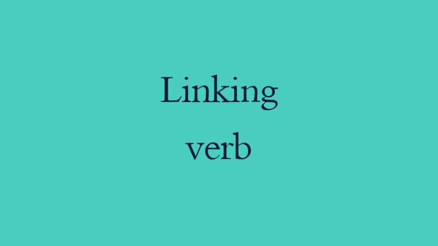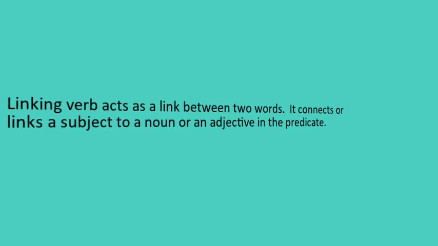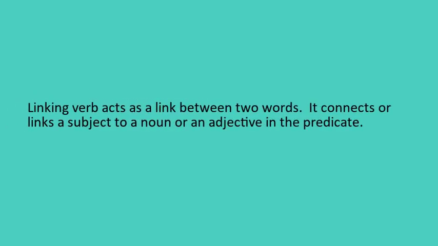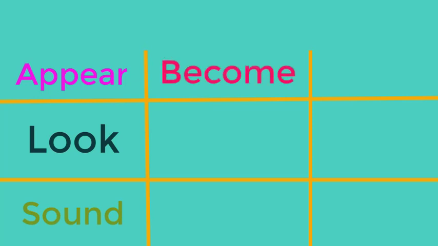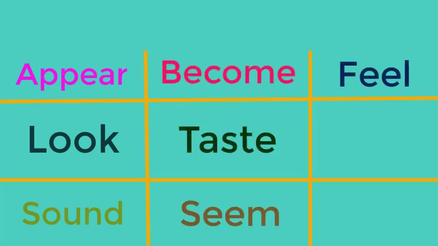Linking verb. A linking verb acts as a link between two words. It connects or links a subject to a noun or an adjective in the predicate, like appear, look, sound, become, taste, seem, feel, turn, grow.